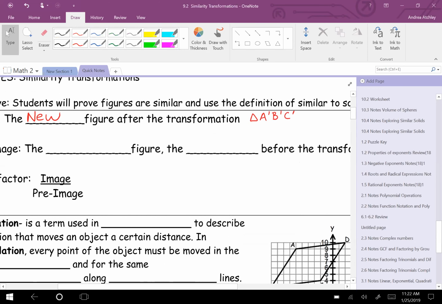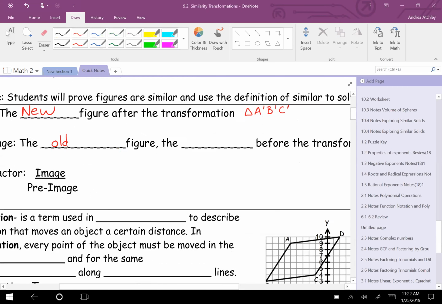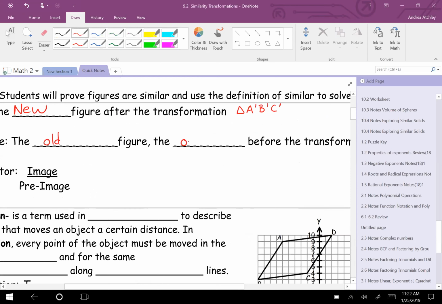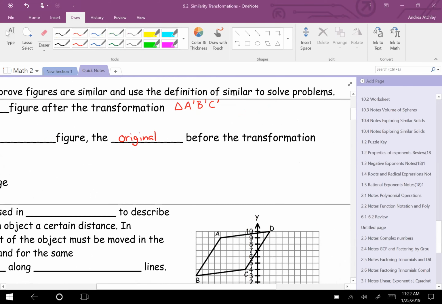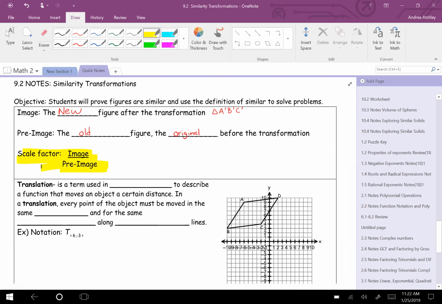The pre-image is the old figure. The original, before the transformation. And our scale factor, again, very important, highlight: image over pre-image. If you flip it, it'll be wrong. So you need to make sure that you have the image over the pre-image. Okay.